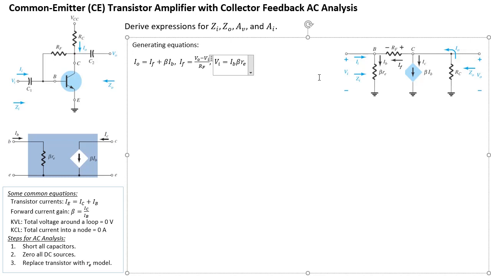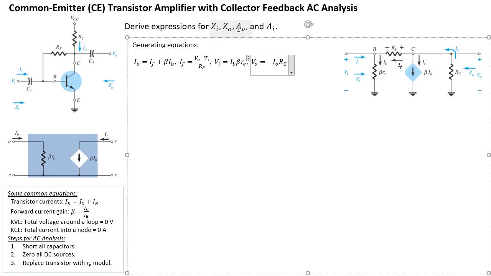We can also write an equation about VO, because if you notice here, VO is the voltage across RC. So VO is going to be equal to, well, the IO is actually pointing up, so it has to be a negative IO multiplied by RC. It's just standard Ohm's law. So we now have a bunch of equations that we can play with in order to eventually come up with an answer for the four usual items that we have when we do AC analysis.